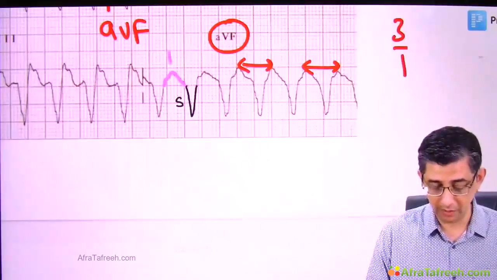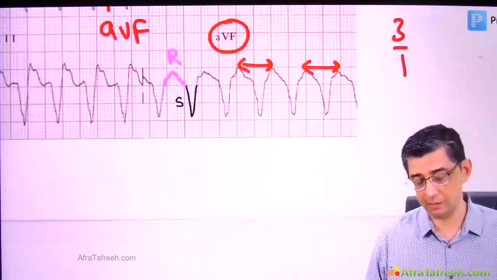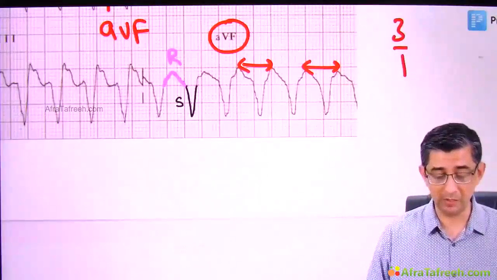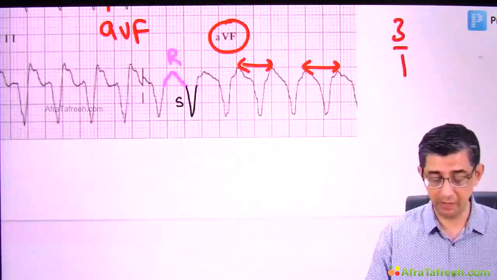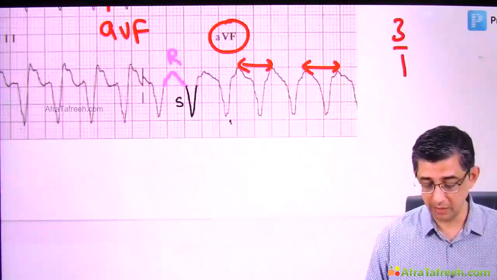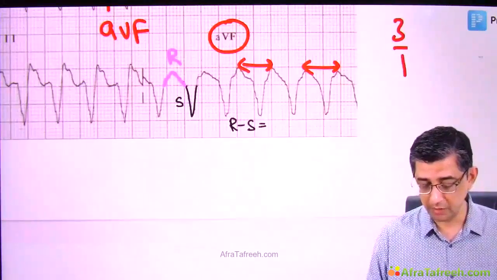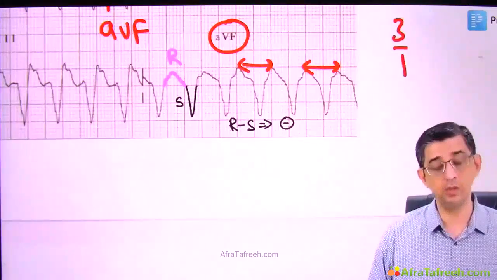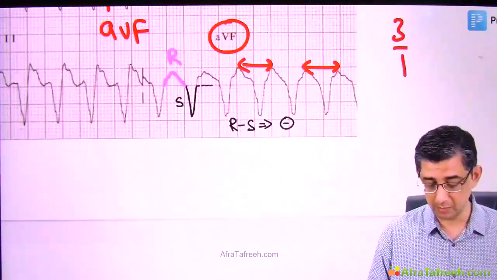If you look at the vector here, anything that goes up is R, anything that comes down is S. The depth of the S is much more than that of R. So in lead aVF, if I just go mathematically, R minus S will turn out to be negative. Why? Because the depth of S is more. You see, this is the baseline that I'm talking about.